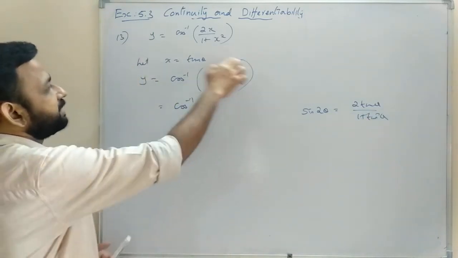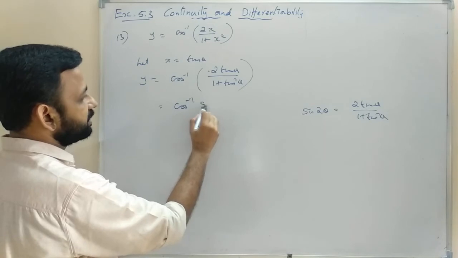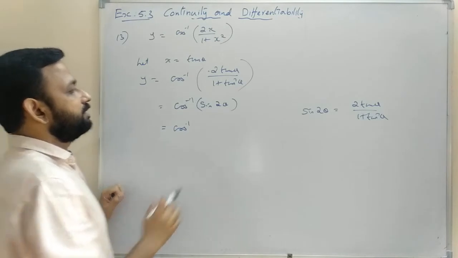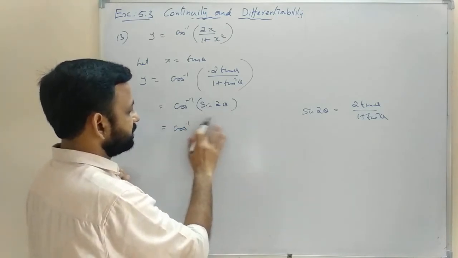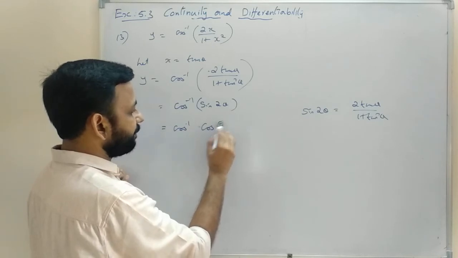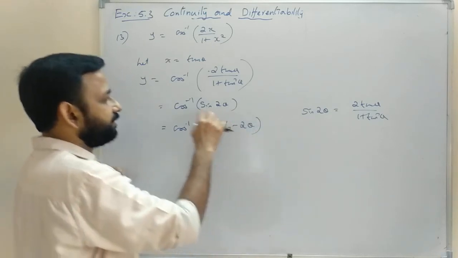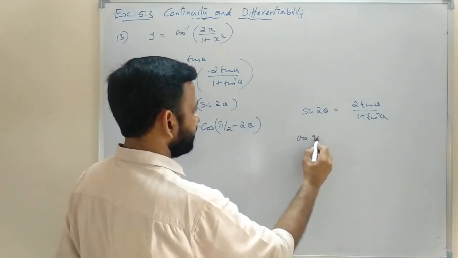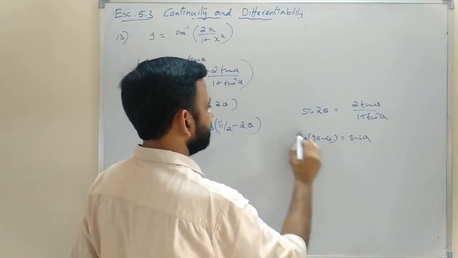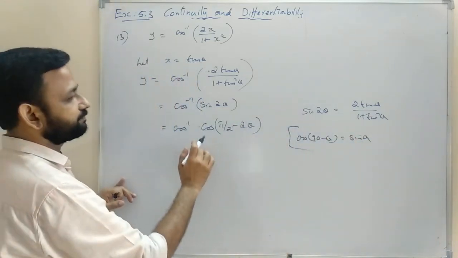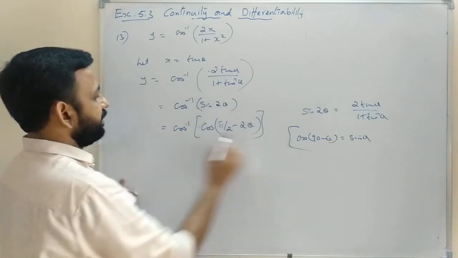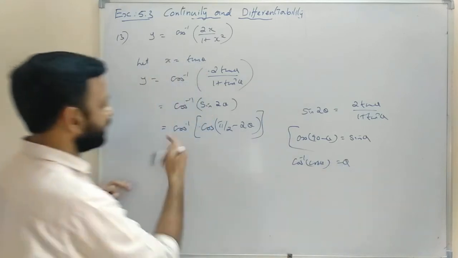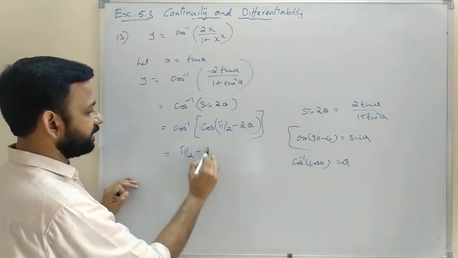So we can replace this part by sin 2 theta, cos inverse sin 2 theta. Sin 2 theta we can write as cos of pi by 2 minus 2 theta, because we need to convert this expression in terms of cos, because cos of pi by 2 minus theta is sin theta. Then cos inverse cos theta is equal to theta. Therefore we can write this as pi by 2 minus 2 theta.